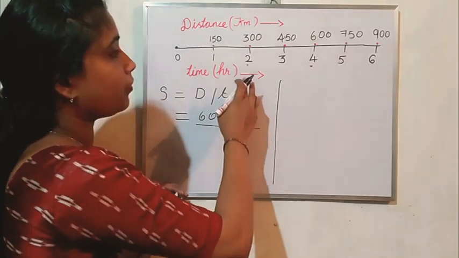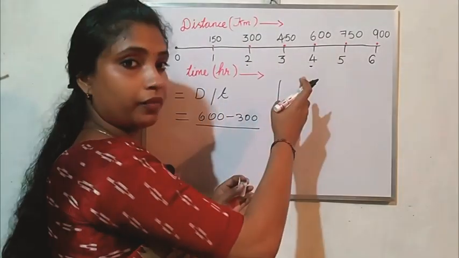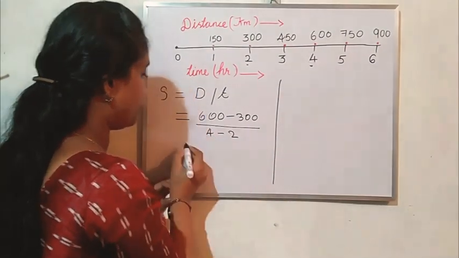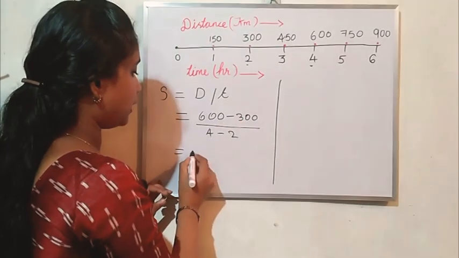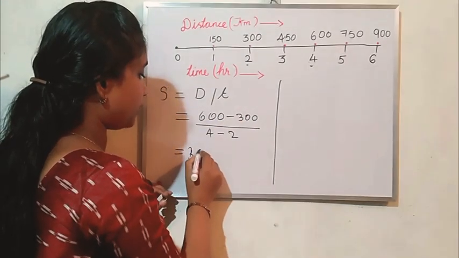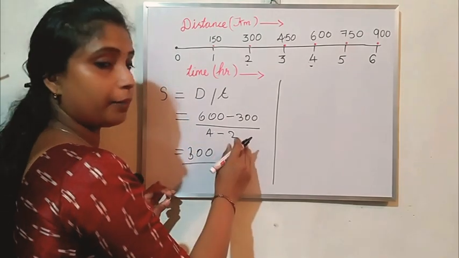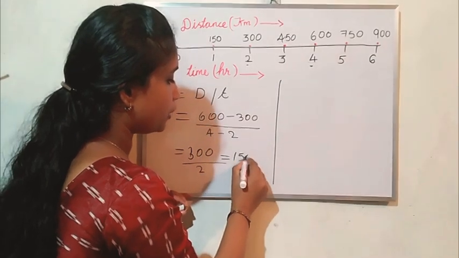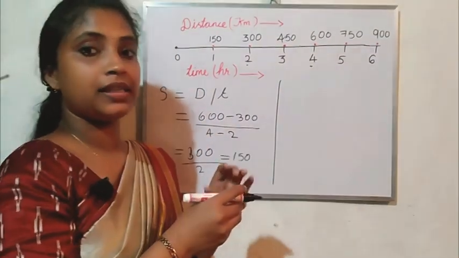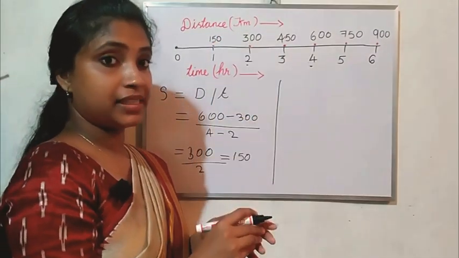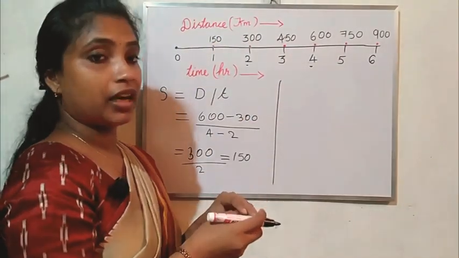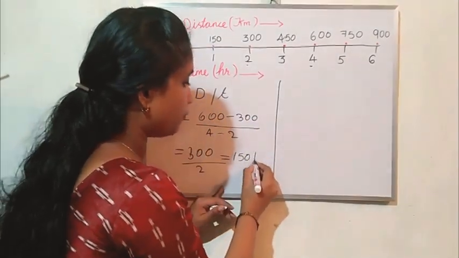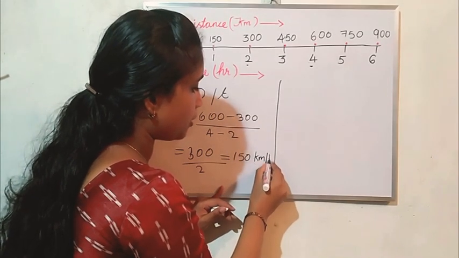And what is the time from 2 hours to 4 hours? The time difference is 4 minus 2. That means 600 minus 300 and 4 minus 2 is equal to 150. So what is the unit of speed? Since the distance is measured in kilometers and the time is measured in hour, the unit of speed is kilometer per hour. 150 kilometer per hour.